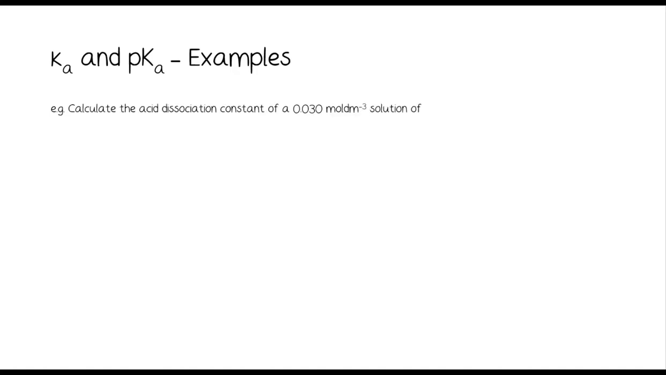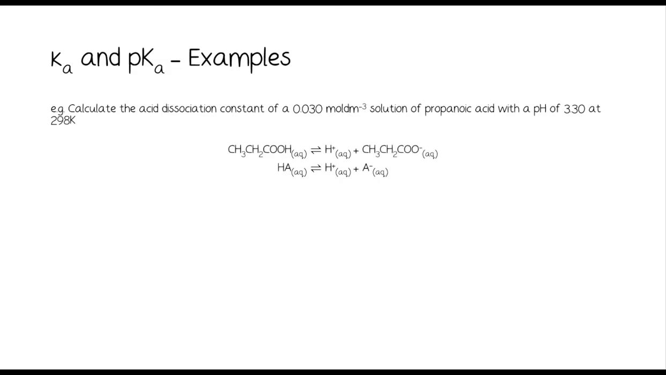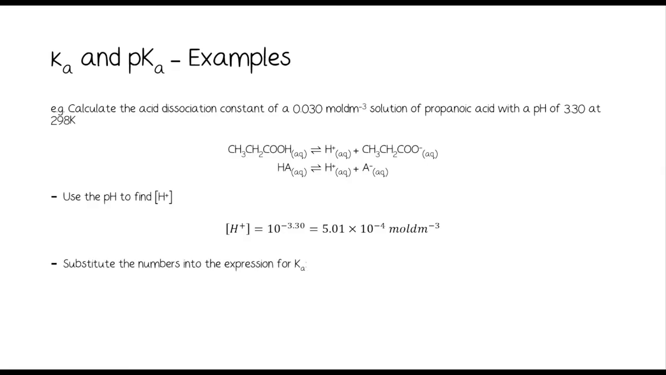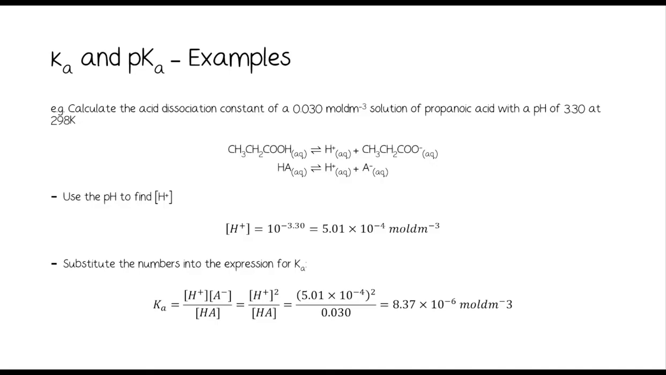Calculate the acid dissociation constant of a 0.03 mole per decimeter cubed solution of propanoic acid with a pH of 3.30 at 298 Kelvin. So write out the equation of its dissociation, or HA and A minus if you're feeling lazy. Use the pH to find H+'s concentration, so you do 10 to the minus 3.30, which gives you 5.01 times 10 to the minus 4. Substitute the numbers into your expression for Ka, so remember this is a pure weak acid, so Ka equals H+ squared over HA. See the pattern?